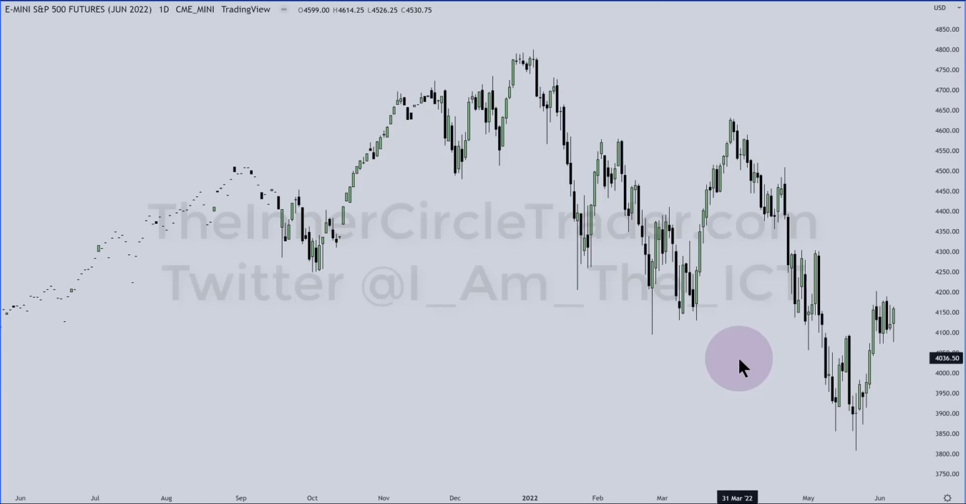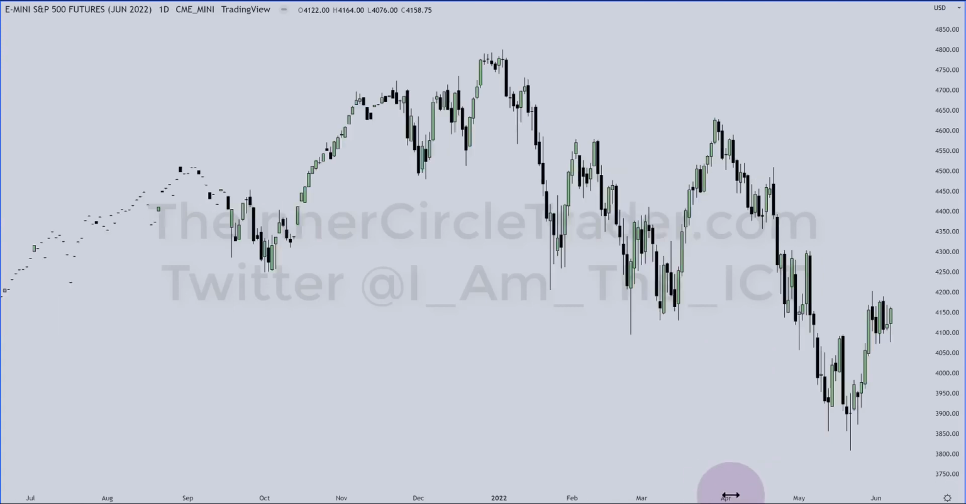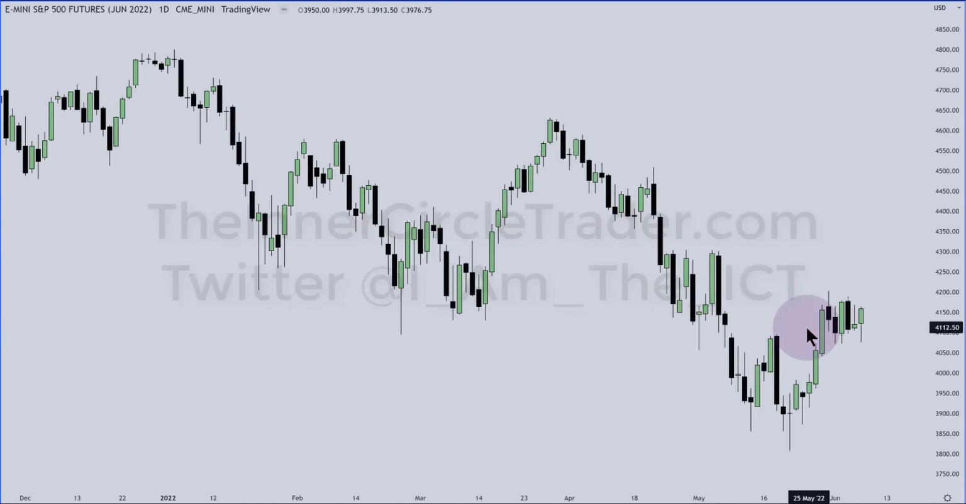We're looking at the E-mini S&P June contract for 2022 daily chart. I'm going to teach you a little bit about intraday profiles and daily range, and we're going to be using this idea here.